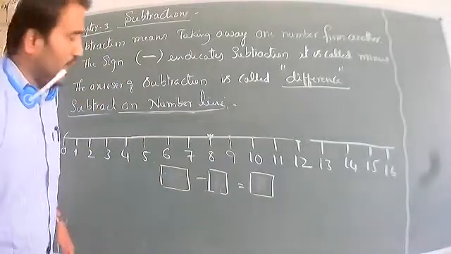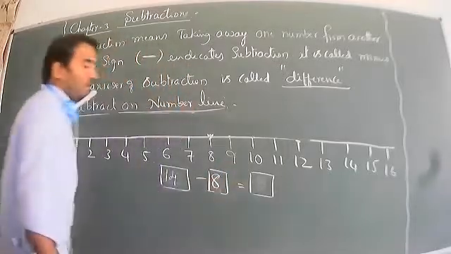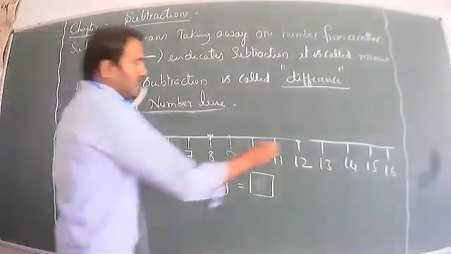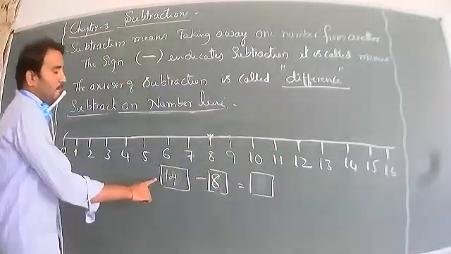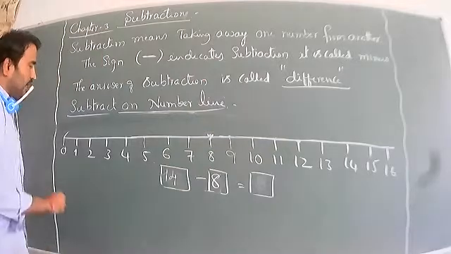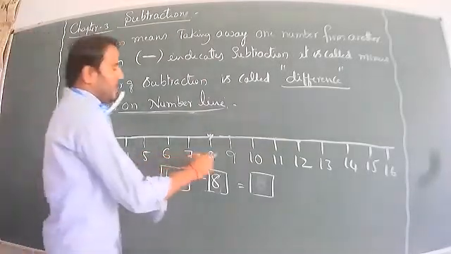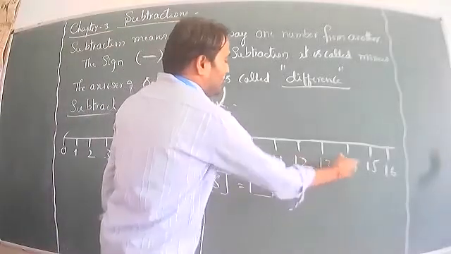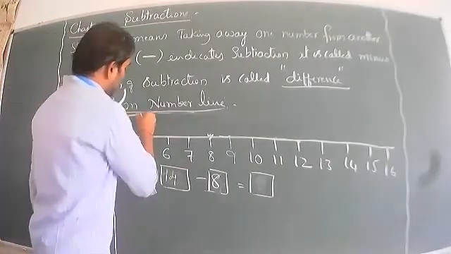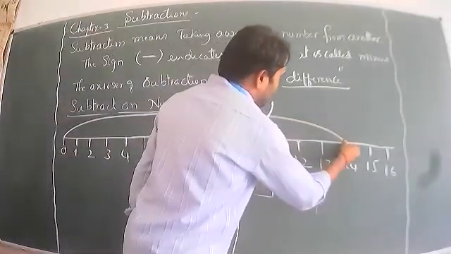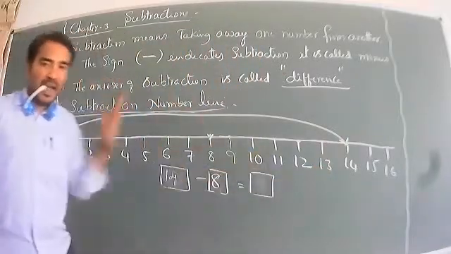I will use 14 minus 8. The examples are there in your textbook, in Get Set Go. You have to find the answer. 14 minus 8. We count up to 14: 0, 1, 2, 3, 4, 5, 6, 7, 8, 9, 10, 11, 12, 13, 14. The first number is 14, so we go from 0 to 14.